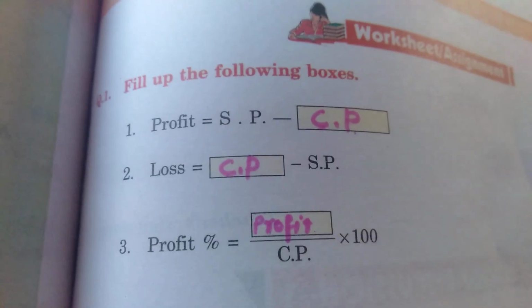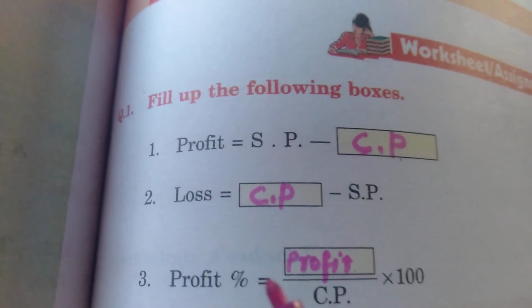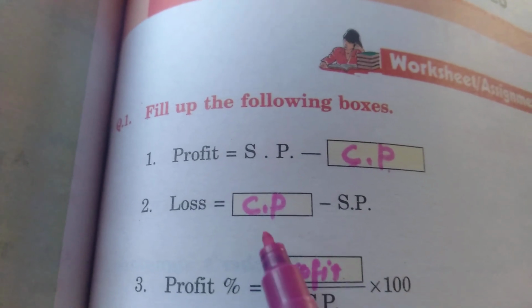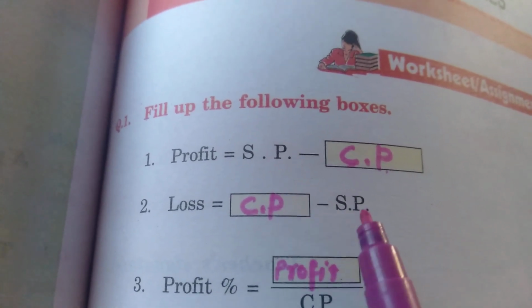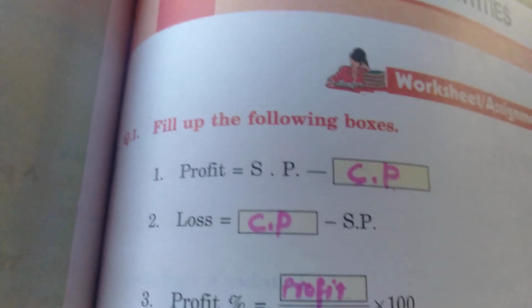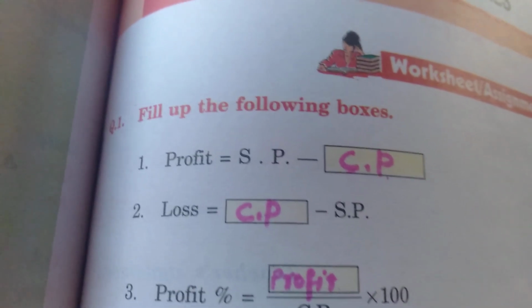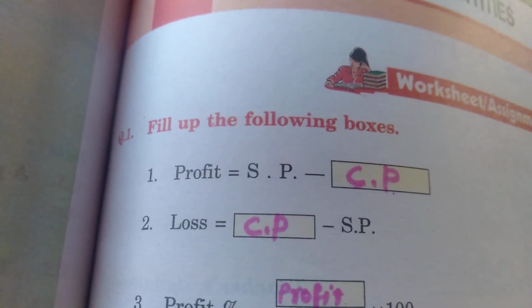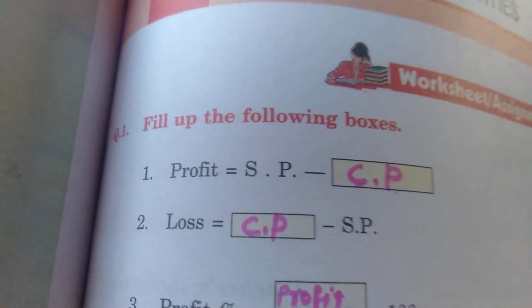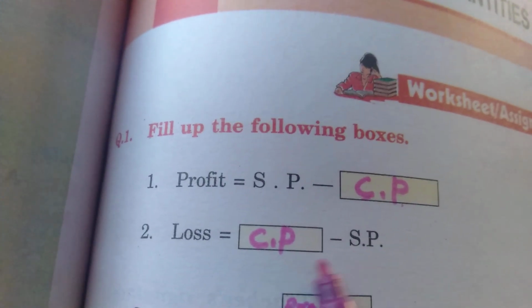Second question was loss. We know that loss is there when our cost price is greater than the selling price. हम जितने में सेल कर रहे हैं वो कम है प्राइस और जितने में ख़रीदा है वो ज़्यादा है. So the loss is CP minus SP.